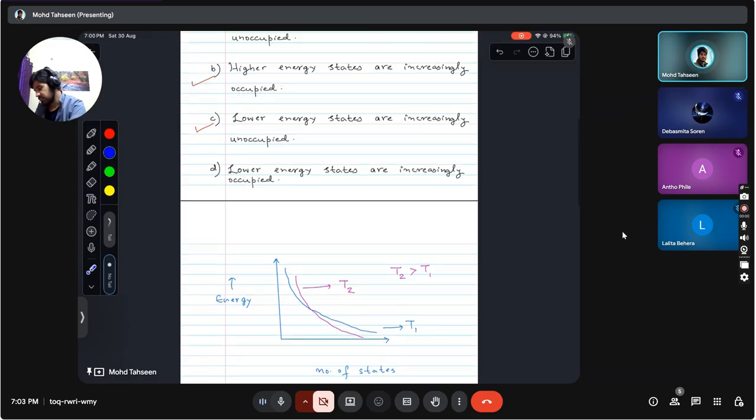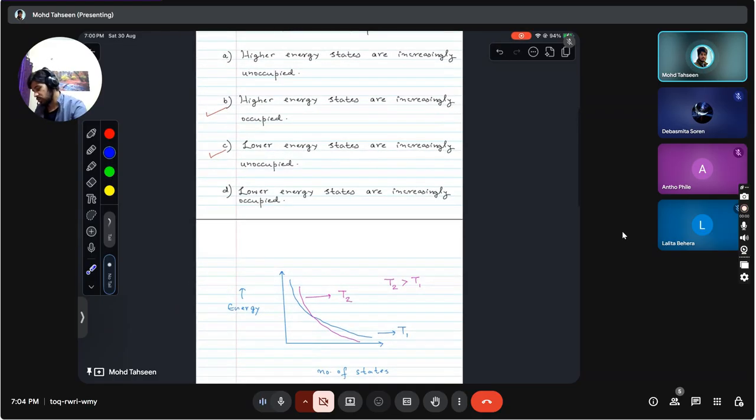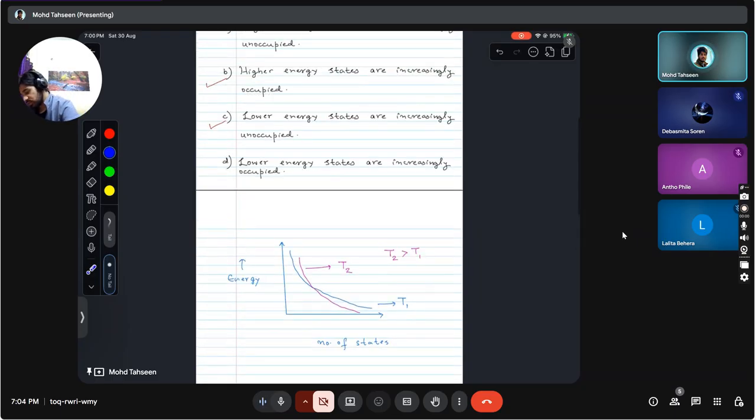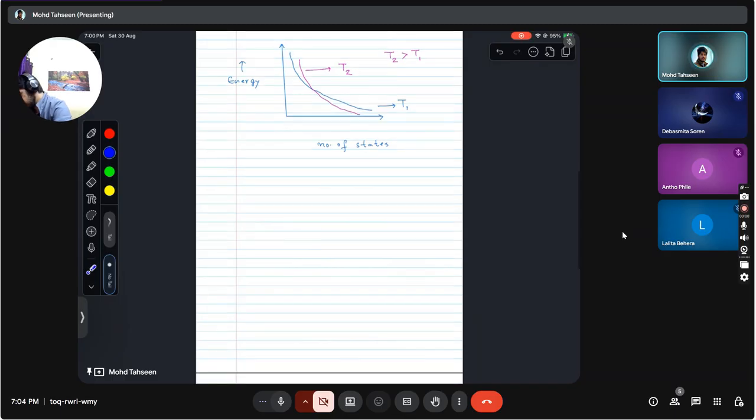But in this case, if we relate it to this question, we see that both options B and C are true. At higher energy levels, more states are occupied. At lower energy levels, as we increase the temperature, lower energy states are increasingly unoccupied, not occupied. Okay. So let's take a look at another question.